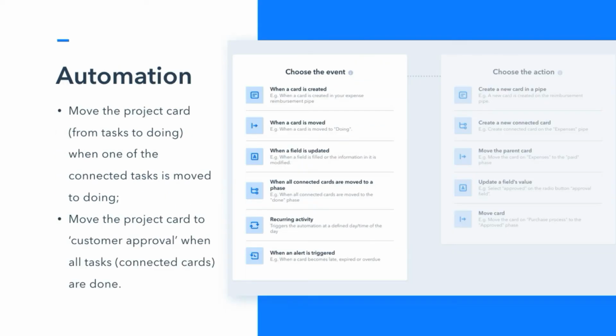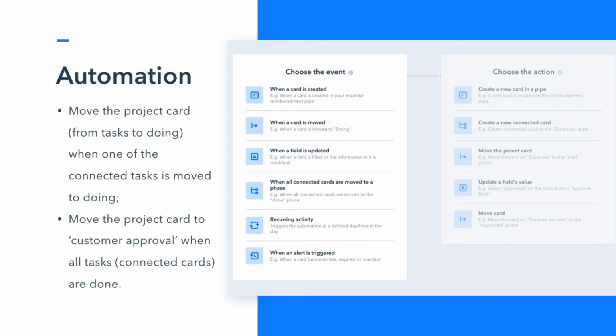We've created a couple of simple automations just to move the cards according to the progress of the task. So the first automation we've used moves the project card from tasks to doing when one of the connected tasks is moved to doing. So whenever we start working on one of our project's tasks, the project card is also going to be moved to doing. So you can easily keep track of which of your projects are already active and which of them are still waiting to be worked on.